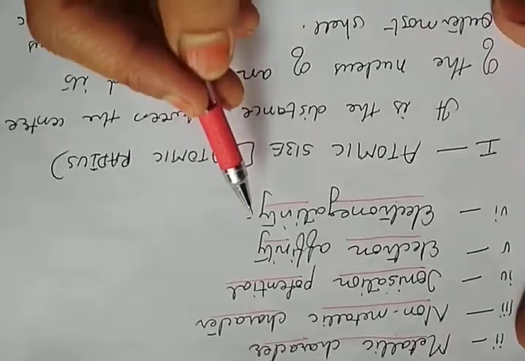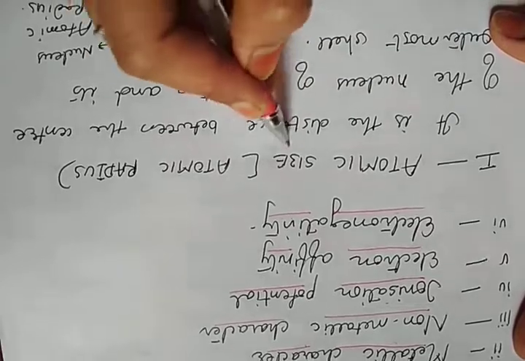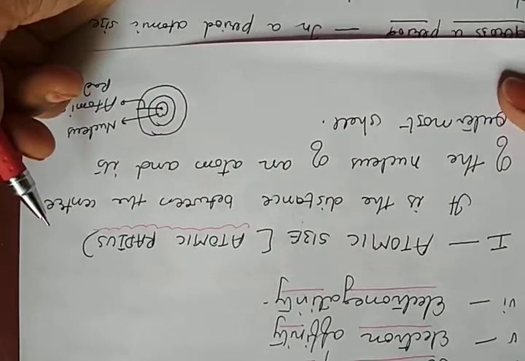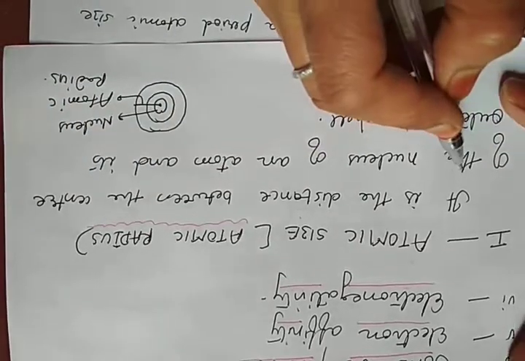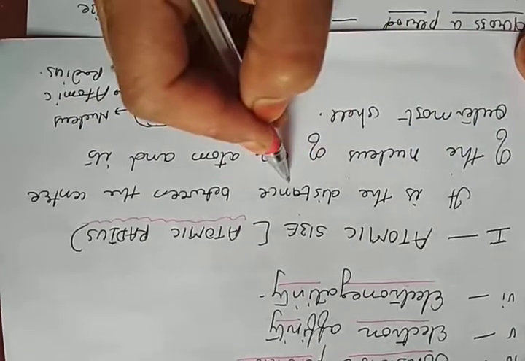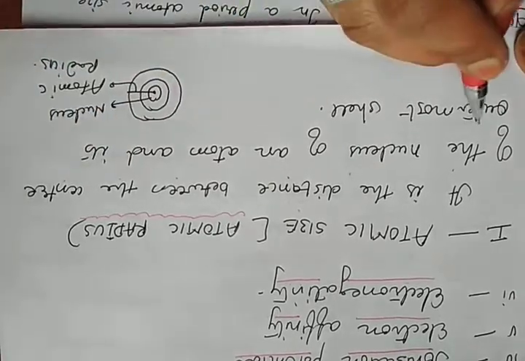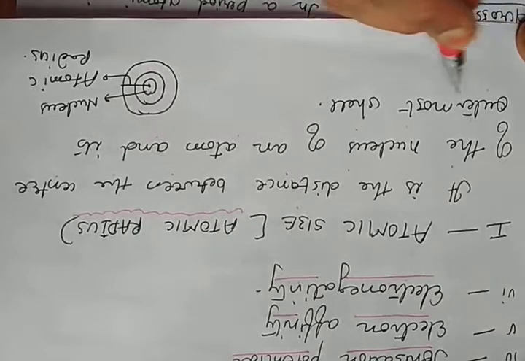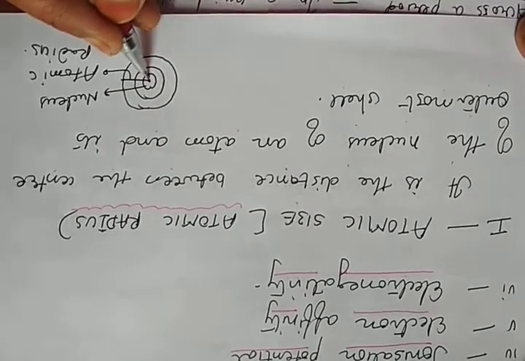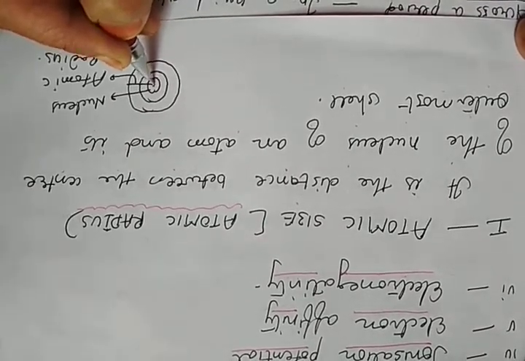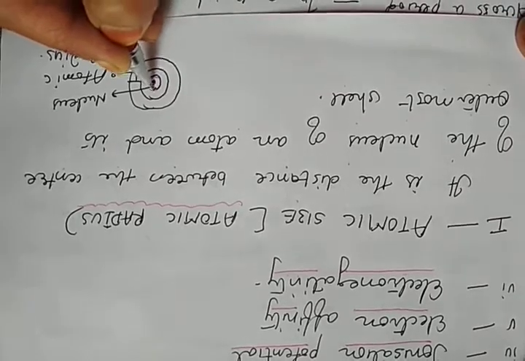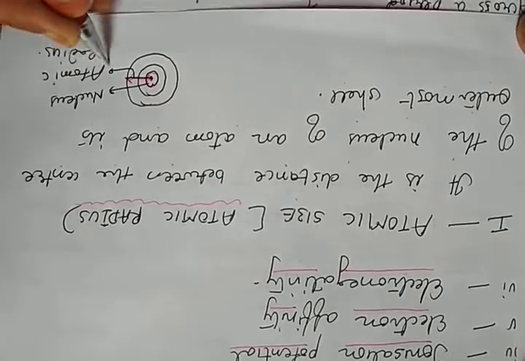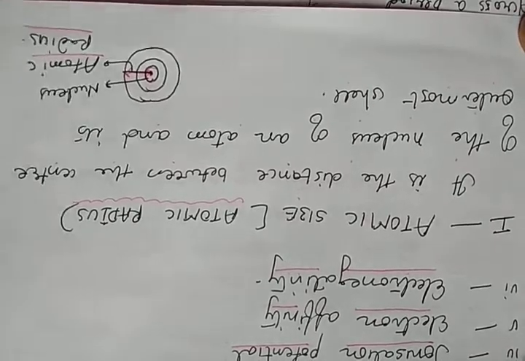Now let's start with the first one, that is atomic size, which is also called atomic radius. How can we define it? It can be defined as the distance between the center of the nucleus of an atom and its outermost shell. It is the distance from the center of the nucleus up to the last shell. This distance is called atomic radius.